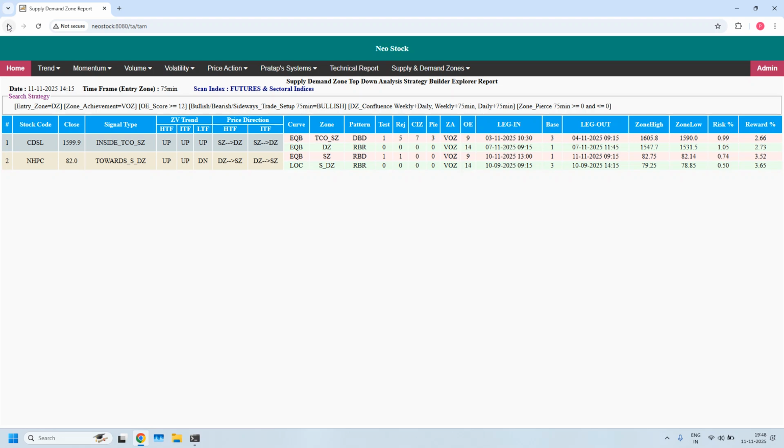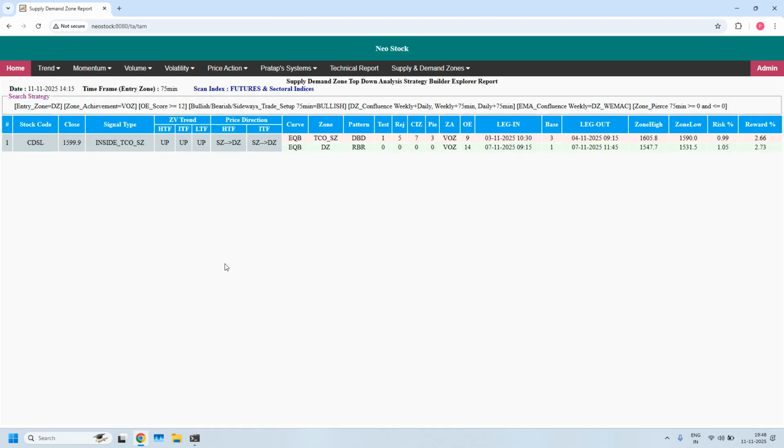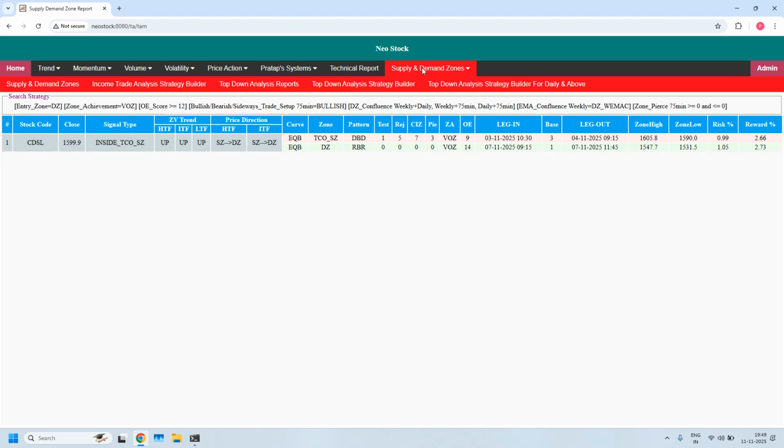Again apply the second filter on the second strategy, that is a weekly demand zone having weekly EMA confluence, because the weekly trend is uptrend for both. We got 1 stock. So this 75 minutes demand zone might have a higher probability of success, provided less than 20 checklist items are satisfied. That is very important. So we have completed the bullish trade setup for weekly income trade reports.